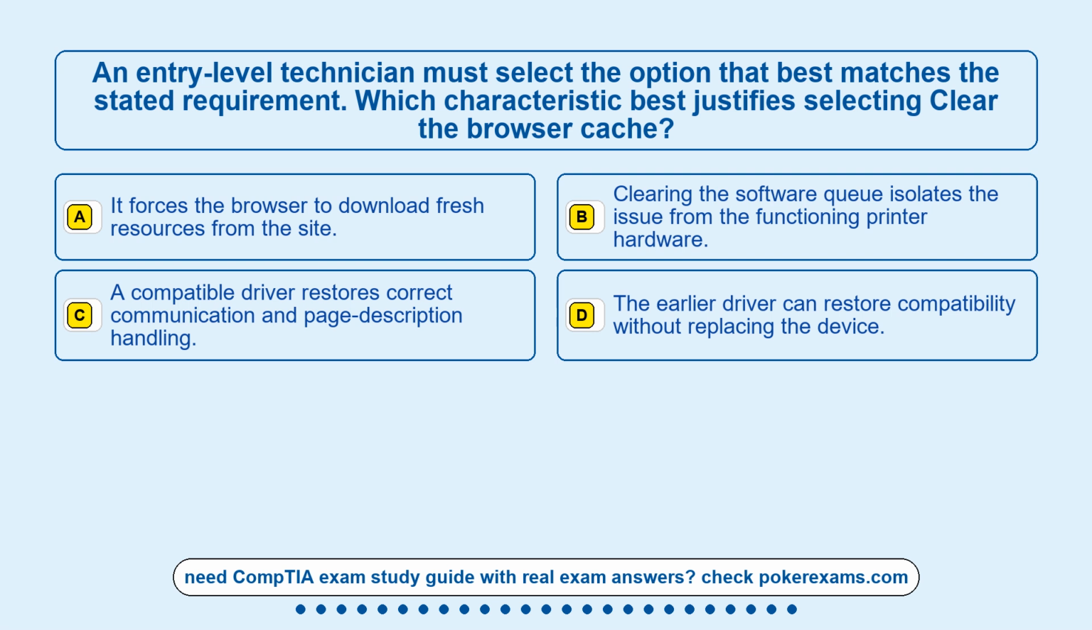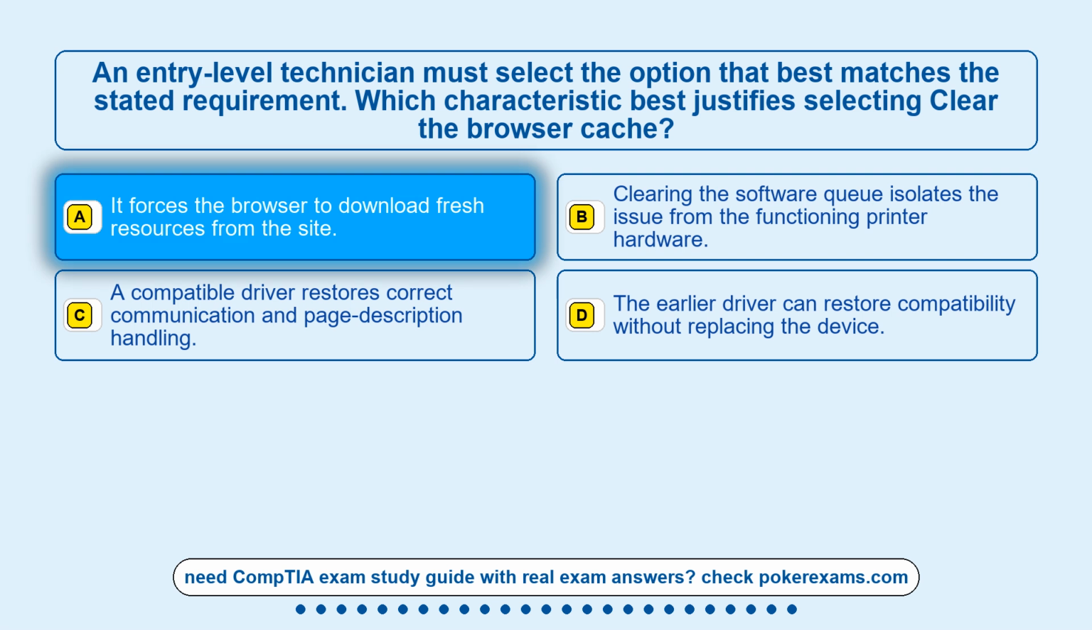Option A. It forces the browser to download fresh resources from the site. Option B. Clearing the software queue isolates the issue from the functioning printer hardware. Option C. A compatible driver restores correct communication and page-description handling. Option D. The earlier driver can restore compatibility without replacing the device.